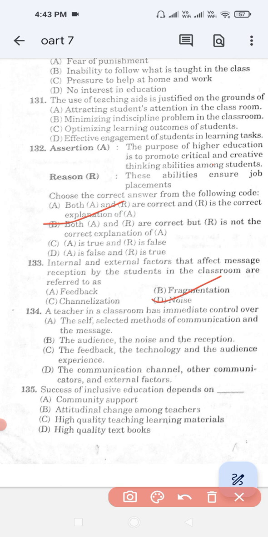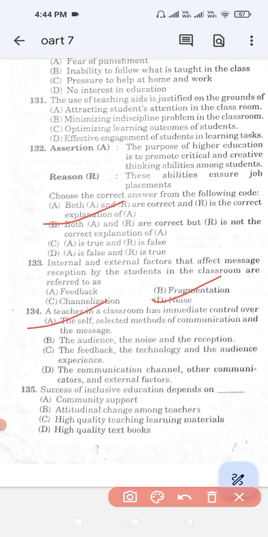Now question number 134. A teacher in a classroom has immediate control over A. the self-selected methods of communication and the message. B. The audience, the noise and the reception. Option C. The feedback, the technology and the audience experience. And option D. The communication channel, other communicators and external factors. So the correct answer is option A, the self-selected methods of communication and the message.